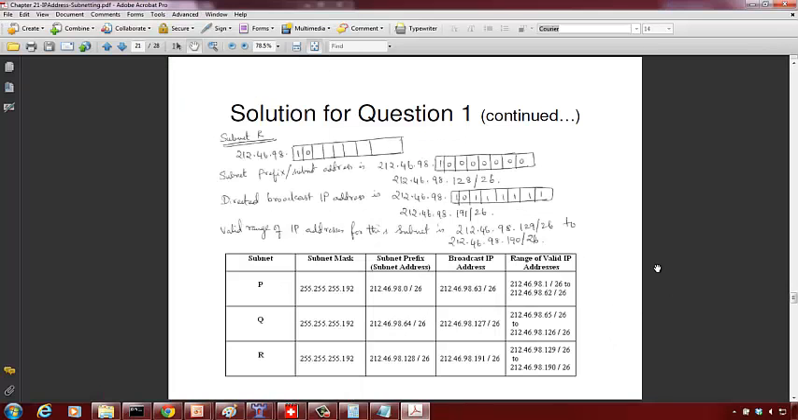Similarly, for subnet R, you have 10 as the 2 bits for the subnet. So this is going to be 6 bits for the host part. If they are all zeros, it's going to be 10 followed by 6 zeros. So that is going to be 128, and 10 followed by 6 ones is going to be 191. That's your broadcast address, and this is your subnet address. So everything in between, 129 to 190, will form your valid unicast IP addresses.